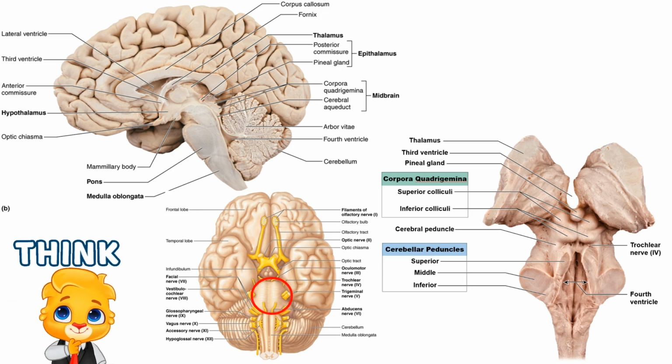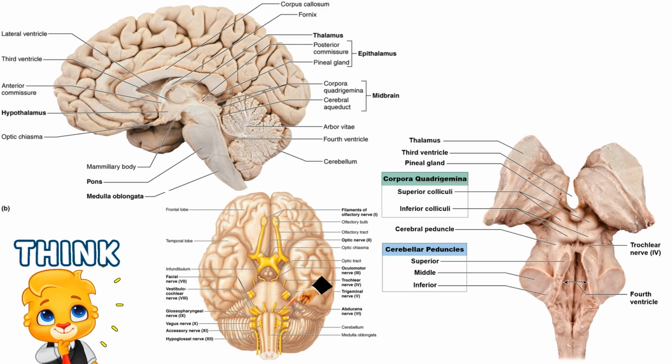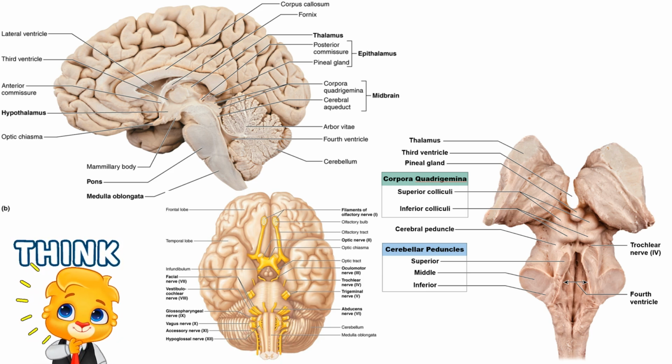Next, we move down to the pons. Here we identify the trigeminal nerve, the abducens nerve, and the facial nerve. Finally, we reach the medulla oblongata, the most inferior part of the brainstem. Along the midline, locate the decussation of the pyramids.